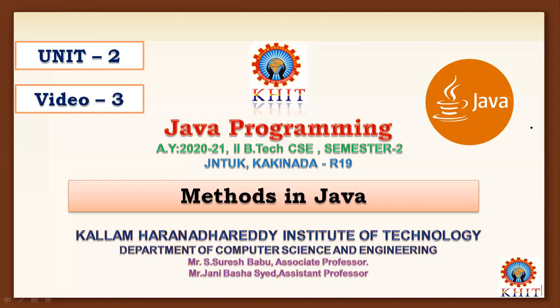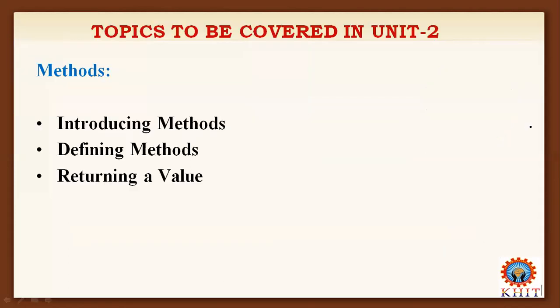Coming to Unit 2, in this Unit 2 Java Programming, there are two chapters. Chapter 1, Classes and Objects. Chapter 2, Methods in Java. In the previous two videos of Unit 2, we covered the first chapter, Classes and Objects. And these are the topics to be covered from chapter 2 of Unit 2, Methods.